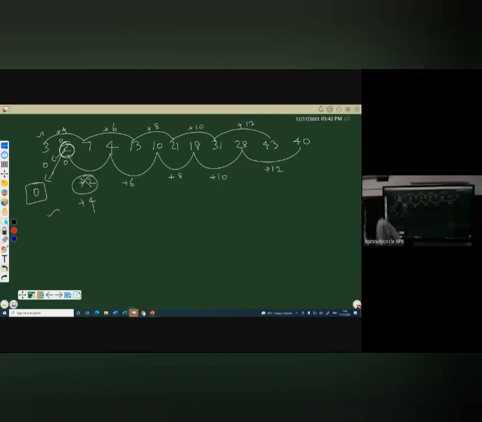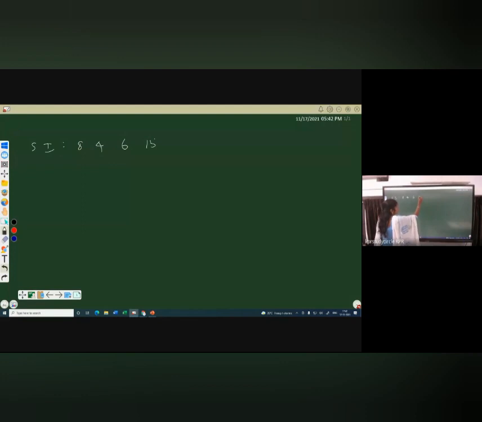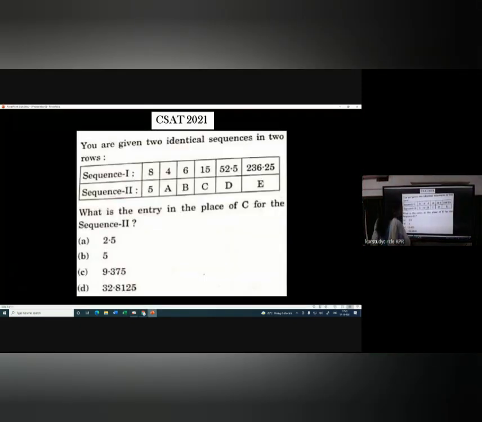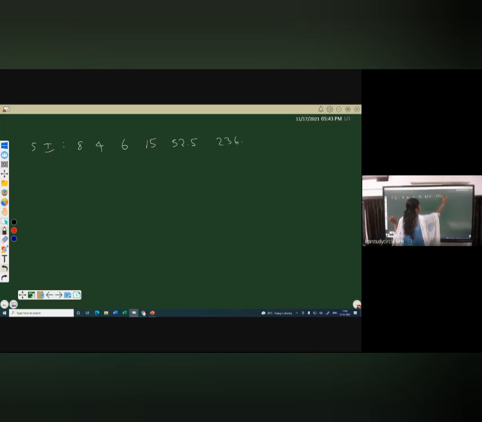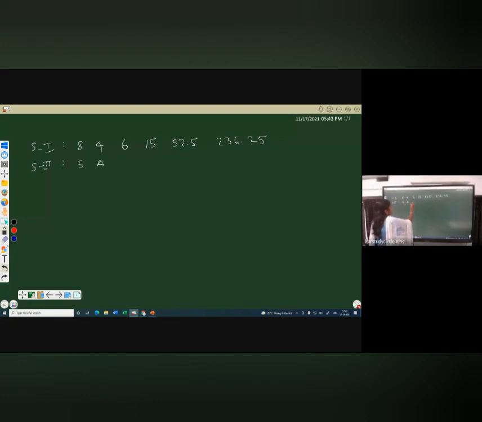Sequence 1: 8, 4, 6, 15, 52.5, 236.25, and the sequence 2 I have to find out, right? Sequence 2 5 மட்டும் தான் கொடுத்திருக்காங்க எனக்கு. So 5 and this is A, B, C, D, E and the question is C ங்கற பிளேஸ்ல என்ன வரும்? That is the question, right?